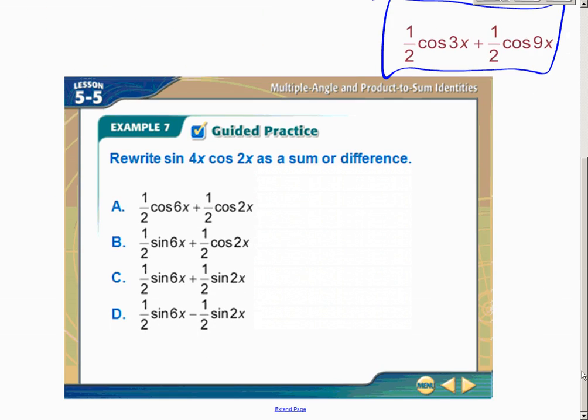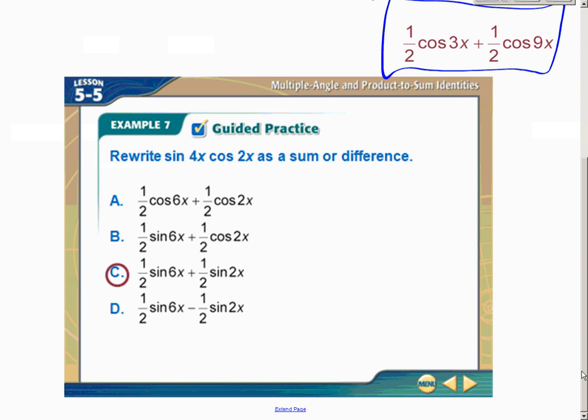Okay, so try applying the sine cosine product formula to this expression. And the answer is C.